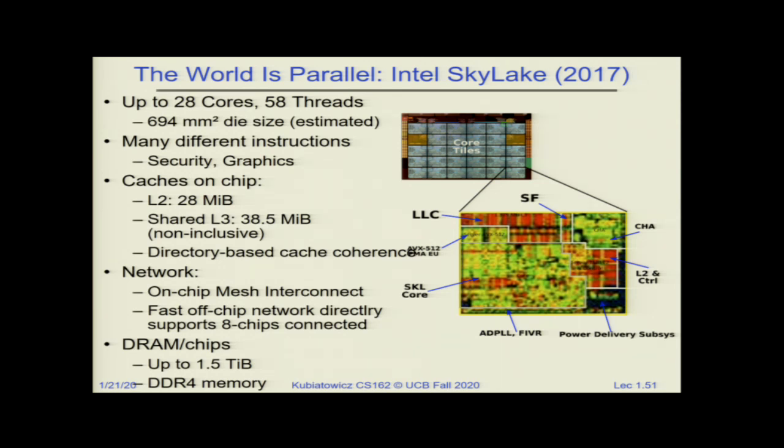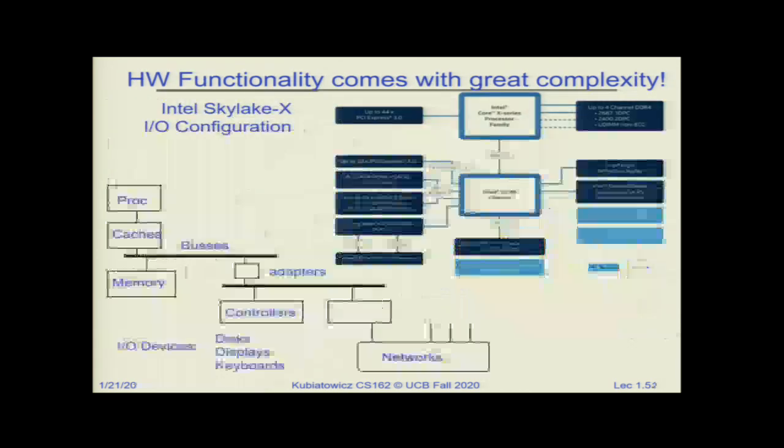Okay, and there are lots of different instruction sets for security and graphics, etc. There are many caches. There are on-chip networks, off-chip interfaces, DRAM, etc. All of this complexity. So you could, A, run screaming into the other room because there's too much complexity, or B, you could say, isn't this cool? Let's figure out how to tame the complexity. Okay, we're going to talk about taming.